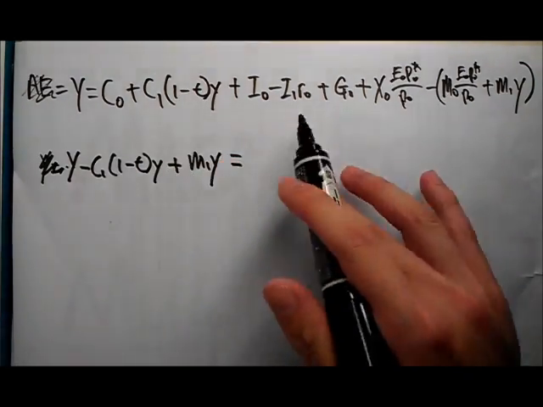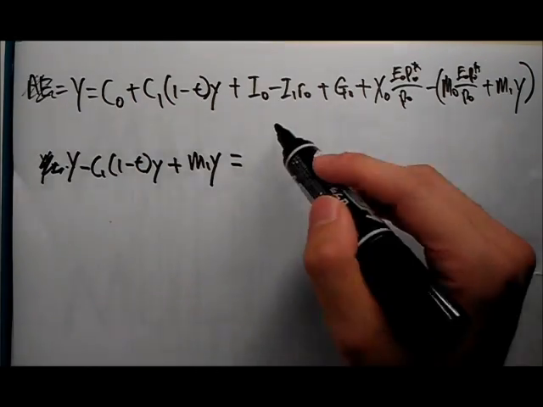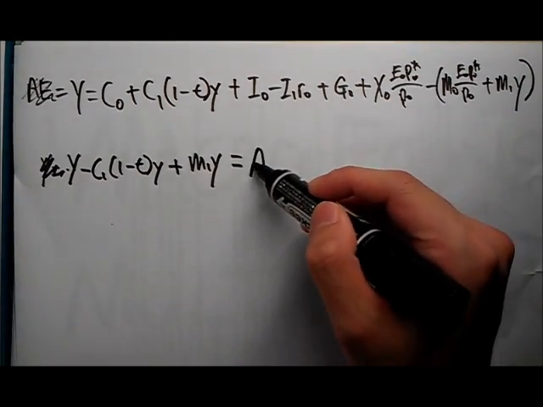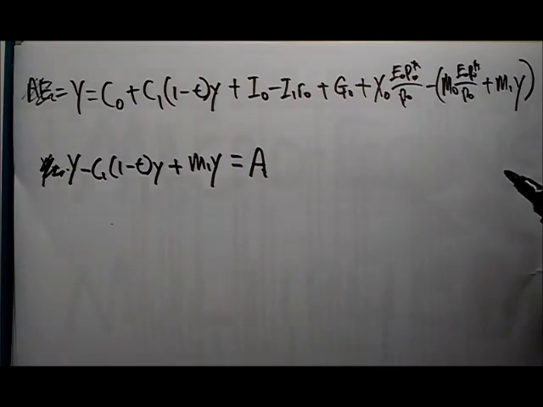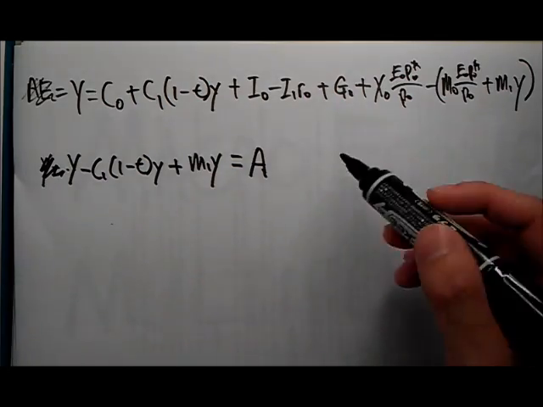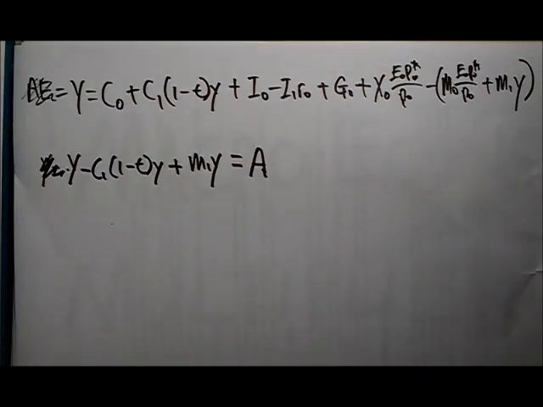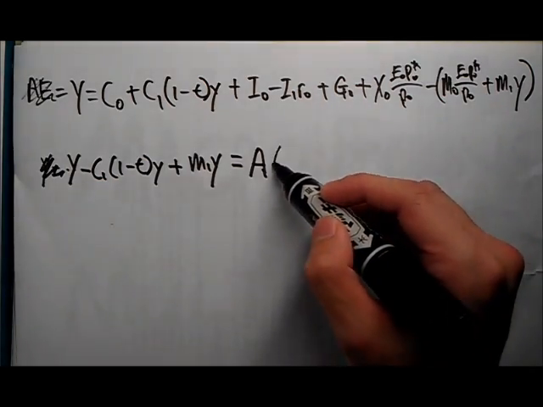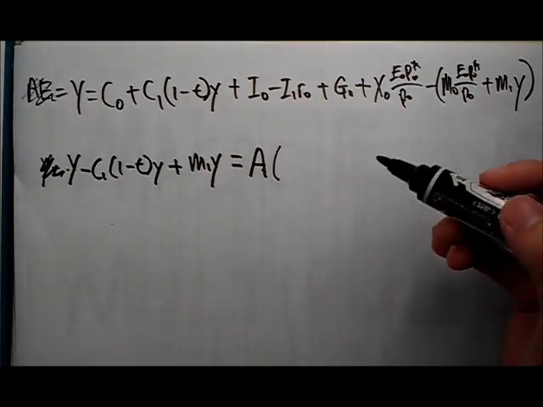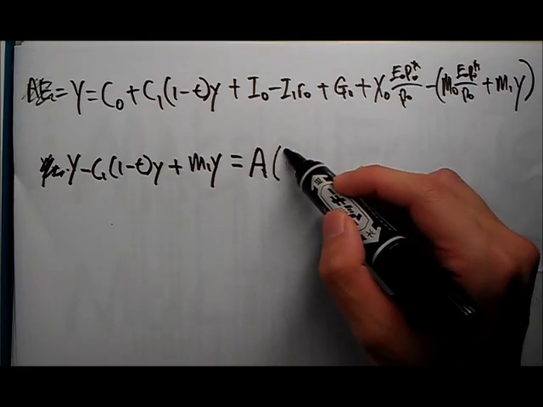Now the rest of this, you can actually just summarize into A, which stands for autonomous expenditure, because they don't depend on income, so you can call it A. And to suit Amos' standard, we have to be very specific.